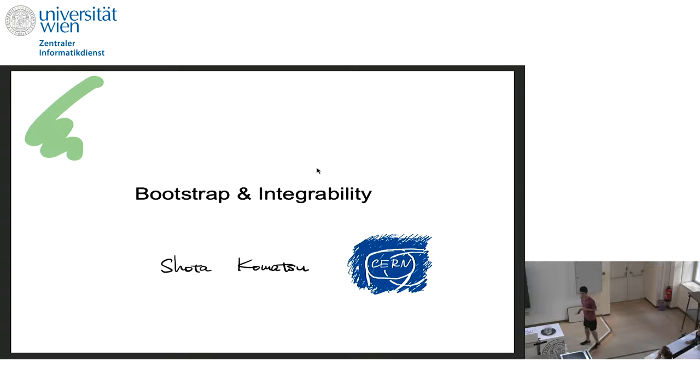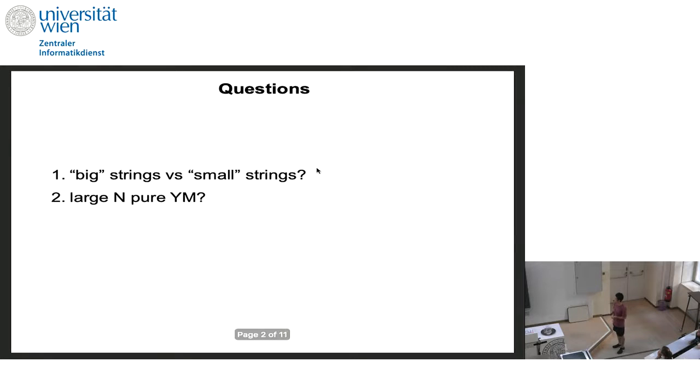Okay, so I'm going to just ask 2 questions rather than presenting previous works or my works. So these are 2 questions: big strings versus small strings, and large N pure Yang-Mills, by which I mean pure bosonic Yang-Mills, without any supersymmetry or conformal symmetry. So let's start with the first one.